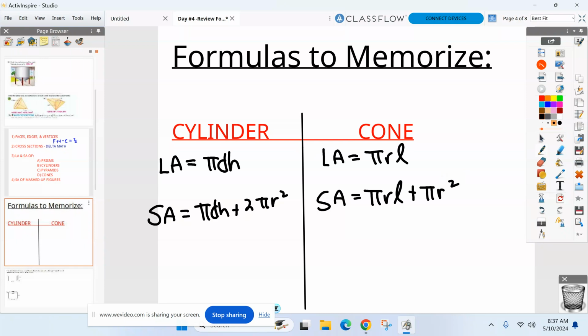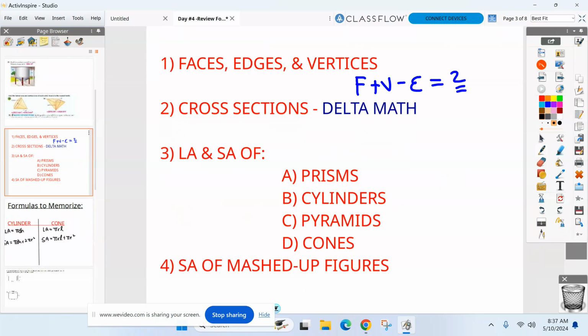Anybody saying to themselves, well, Mr. Carlino, you said there were 4 figures and you only gave us formulas for 2. I don't have one, remember, for prisms. You take the bases off and there's rectangles. Find the area of all the rectangles and add them together. Surface area, put the bases back on.